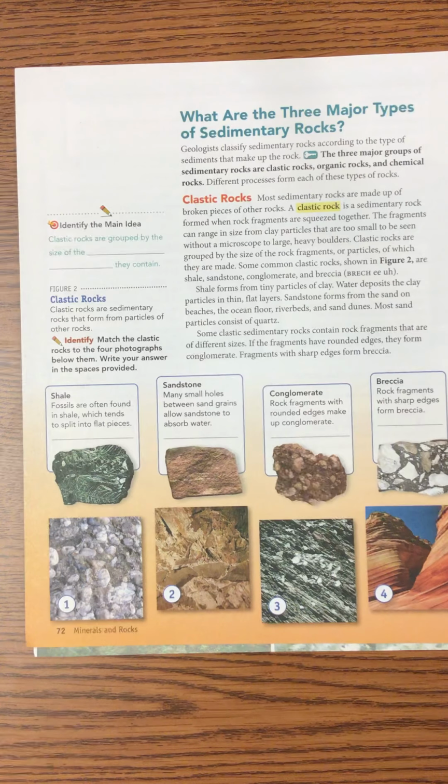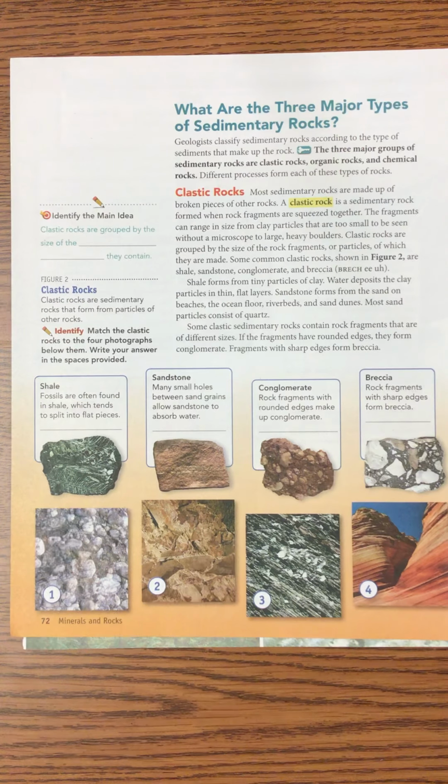And page 72. What are the three major types of sedimentary rocks? Geologists classify sedimentary rocks according to the type of sediment that makes up the rock. The three major groups of sedimentary rocks are clastic, organic, and chemical rocks. Different processes form each of these types of rock.